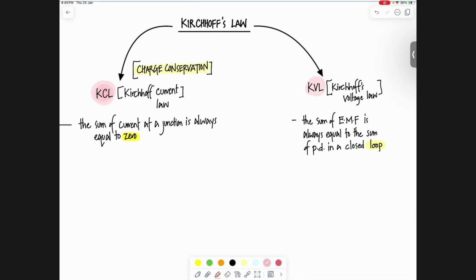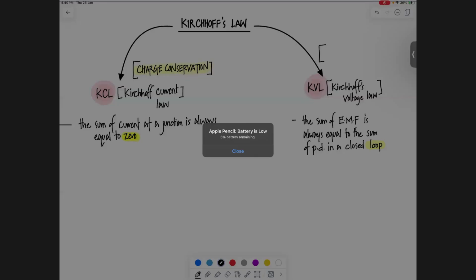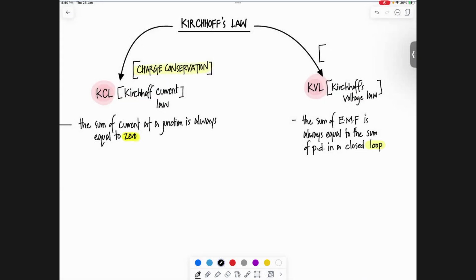I'll explain what a loop is a little later. KVL is called the Kirchhoff voltage law, and it is based on the conservation of what? If you can take a hint from what I said. Conservation of energy. One of the fundamental quantities we are working with. Charge is a fundamental quantity, which depends on what? Current, right? And energy is a fundamental quantity, which depends on what? Voltage, right? So this is energy conservation.